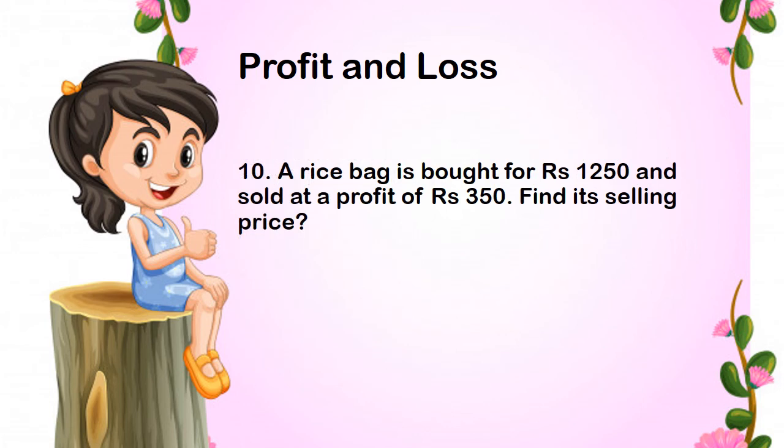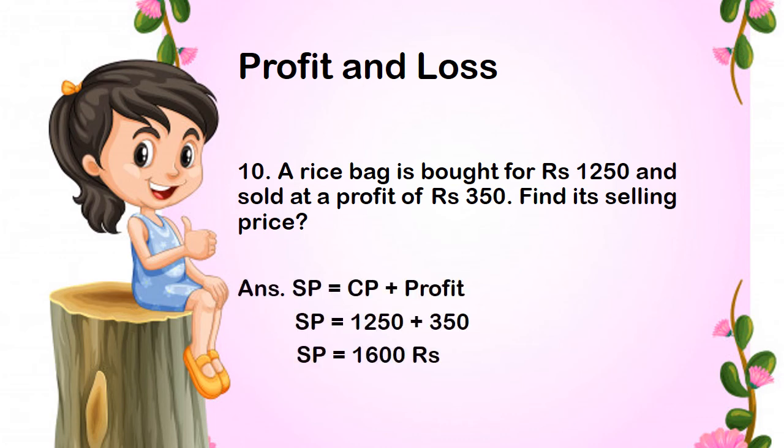A rice bag is bought for 1,250 rupees and sold at a profit of 350 rupees. Find its selling price. The answer is selling price is equal to cost price plus profit, which is equal to 1,250 plus 350 equal to 1,600 rupees is the selling price.